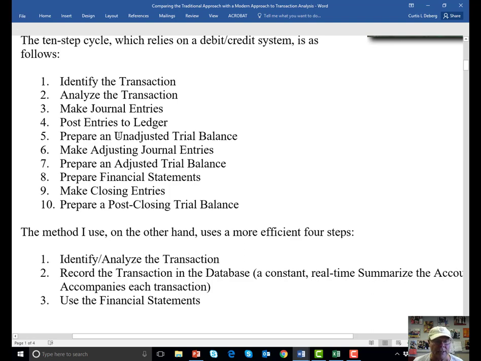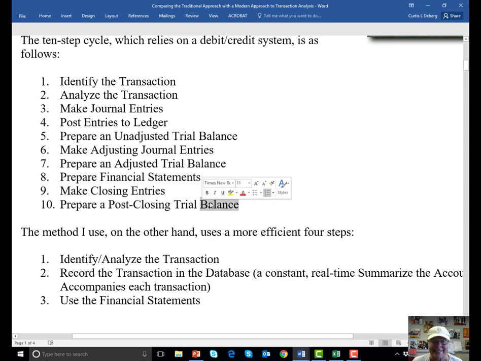And at the end of the accounting period, you would prepare an unadjusted trial balance. Then you would make adjusting journal entries at the end of the period. And then you'd make another adjusted trial balance. And from that, you would prepare your 4 financial statements: the balance sheet, the income statement, the statement of stockholders' equity, and of course, my favorite, the statement of cash flows. Then you would make closing entries, closing all your revenues and expenses, gains and losses, and dividends into retained earnings. And then you would make your post-closing trial, there that word is again, balance.